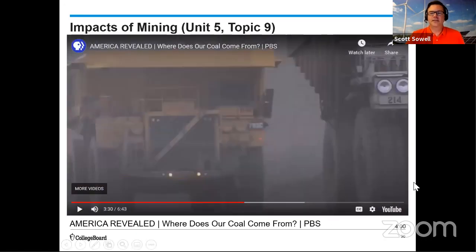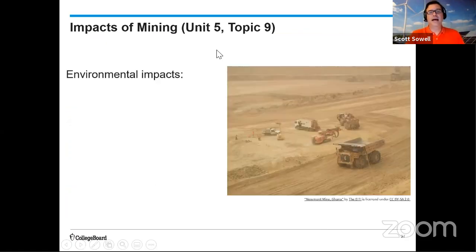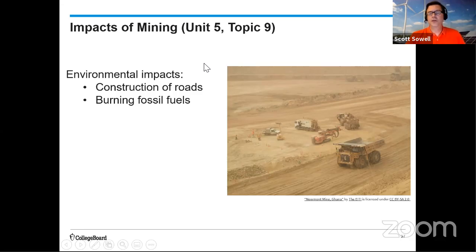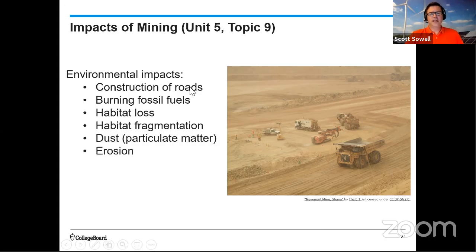Very cool. I just like to see the extent of the machines used. And that can give you a little sense of the environmental impact of some of these mining practices. Things like the construction of roads or the burning of fossil fuels. There's a lot of machinery that has to move in and out of these locations. Those need roads. That's obviously going to cause habitat loss and fragmentation. And then we've also got all of the dust and erosion that's happening. So a lot of dust in the air, particulate matter pollution, and then erosion.